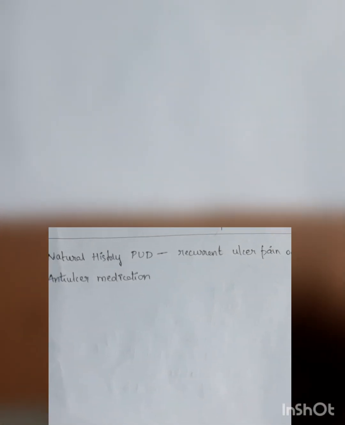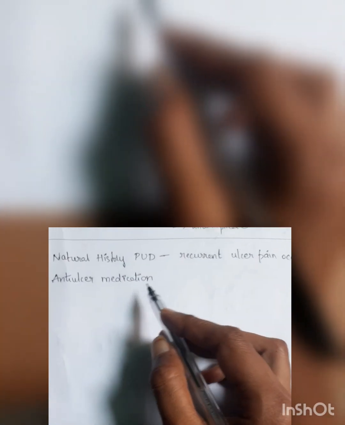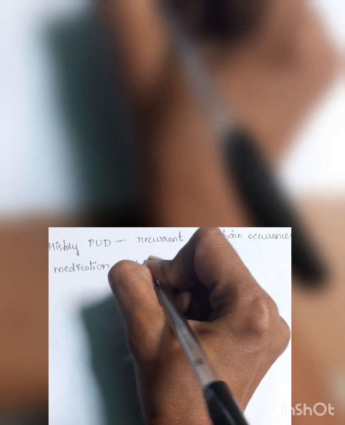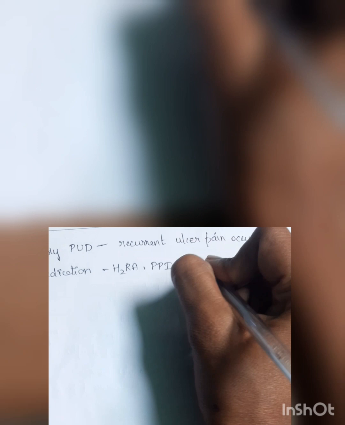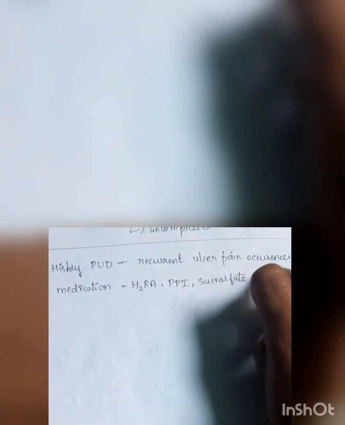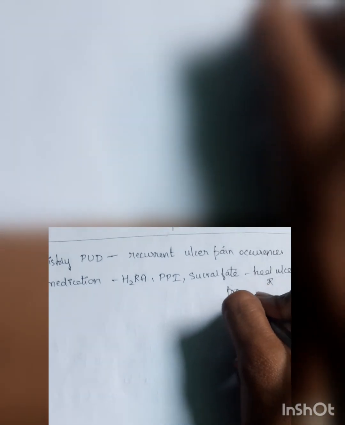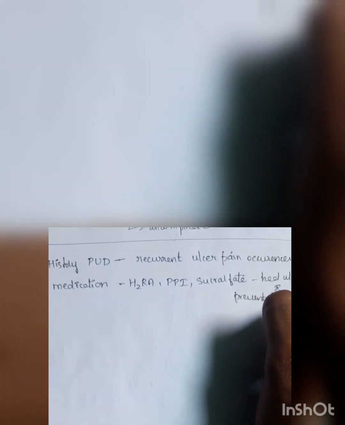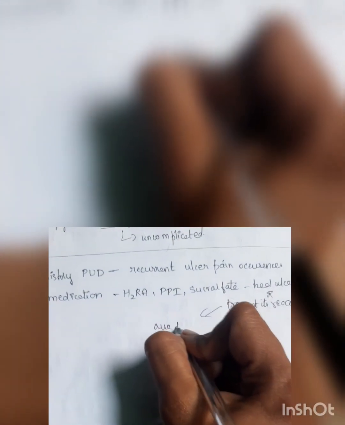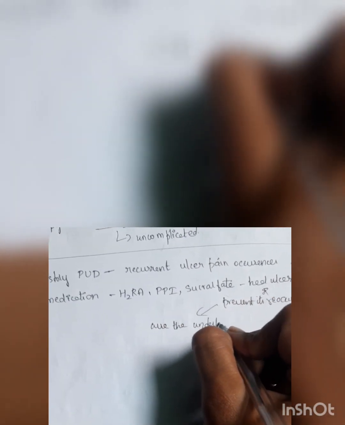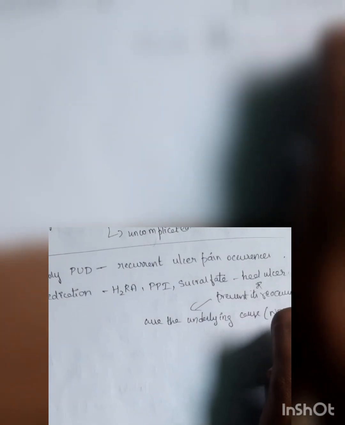The natural history of peptic ulcer disease is recurrent ulcer pain. Anti-ulcer medications like H2 receptor antagonists, proton pump inhibitors, sucralfate can heal ulcers and prevent their recurrence, but do not cure the underlying cause like NSAID or HP.